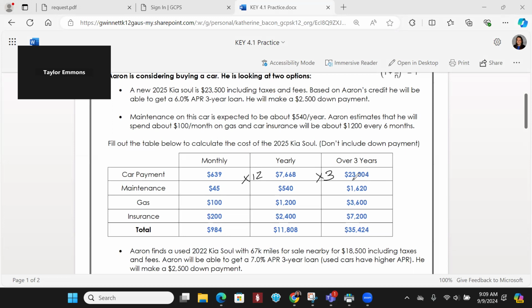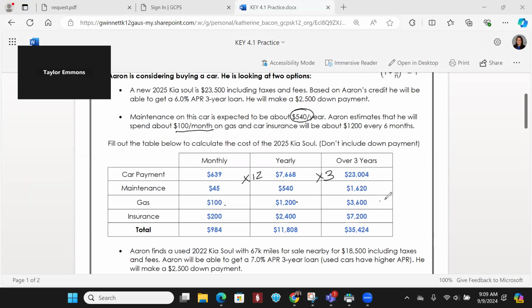Everybody see how we do those columns? Okay. Now maintenance, they told us that maintenance would be $540 per year. So in order to get the monthly, we would divide by 12. Gas, they tell us that it's $100 per month. So we would put 100 here. We would multiply by 12 here and then multiply by 3 to get that there.